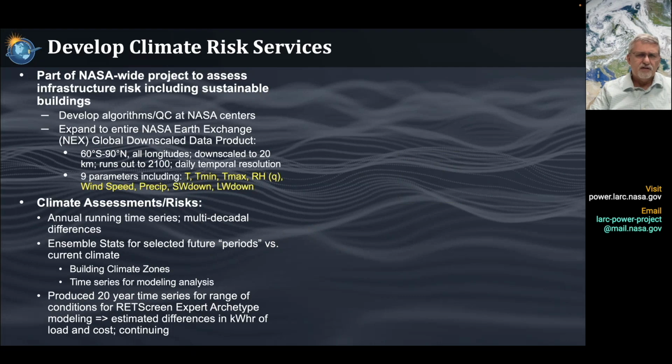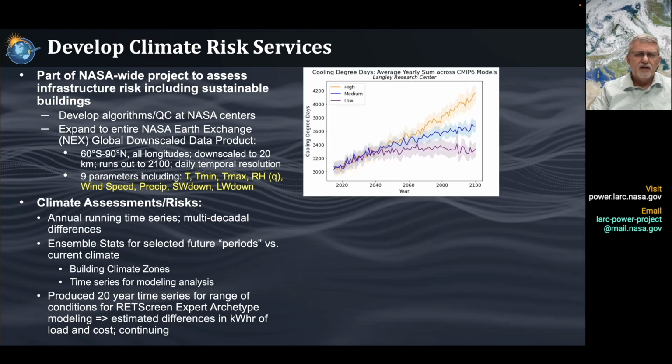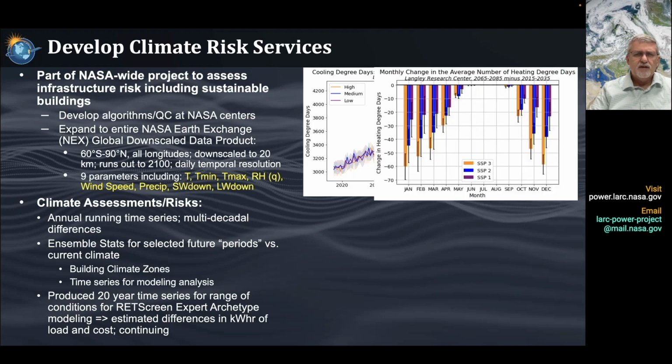One last effort that I want to mention is our development of climate risk services. We have a new project working with NASA centers, and we are using the new climate model results through 2100. A special project within NASA has taken those results and downscaled them to about 20-kilometer resolution, and we are assessing those for different NASA centers. For instance, here are the cooling degree days through 2100 for NASA Langley. We can analyze those for decadal periods and then maybe even look at the differences between periods. This is differences by month.